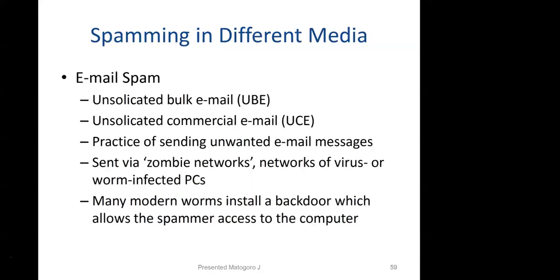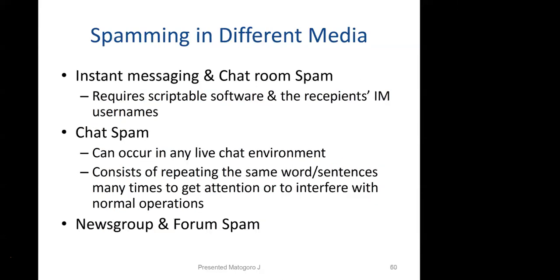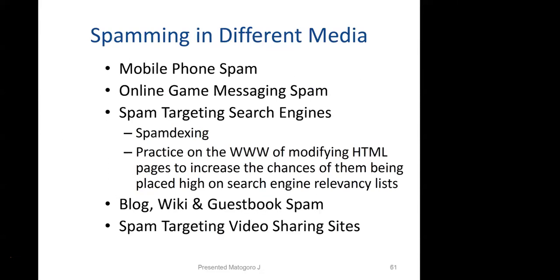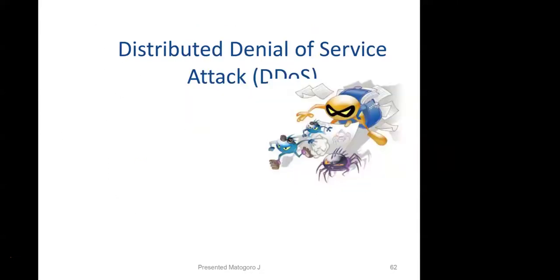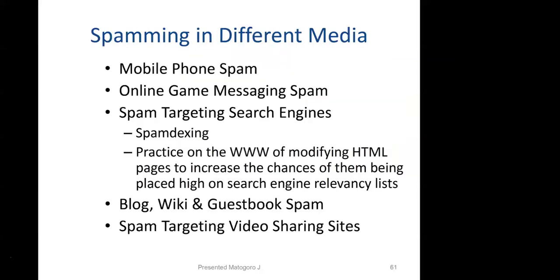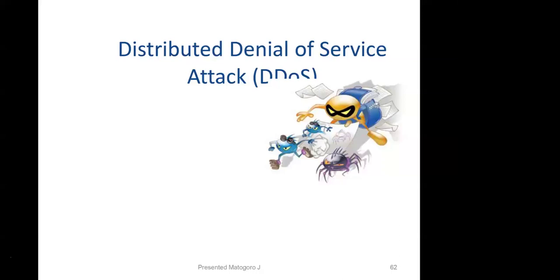Spamming happens in different media: email, as I mentioned, instant messages, chat rooms, chat spam, newsgroups, forums, even on WhatsApp, as I mentioned. Those are the different mobile phone, online gaming. So these are the different ways that spam can propagate. So, distributed denial of service attack.